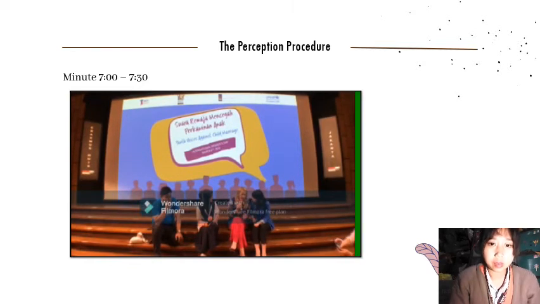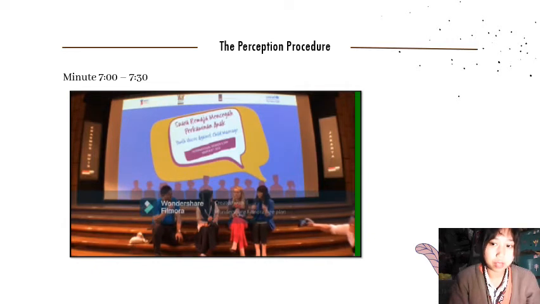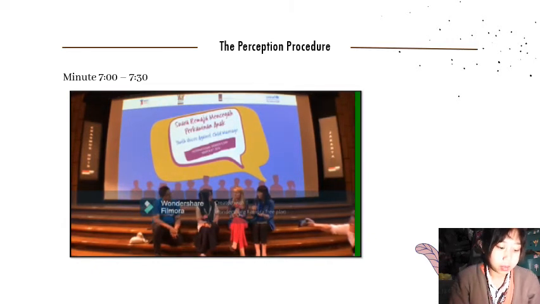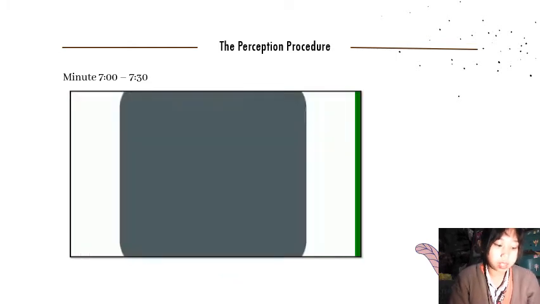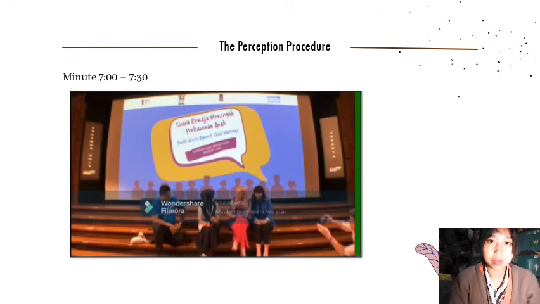Okay. In this video, for the perception procedure, the interpreter asks for a repetition from the speaker. At the time, the interpreter's auditory perception when receiving the message was not going well. Okay, next.